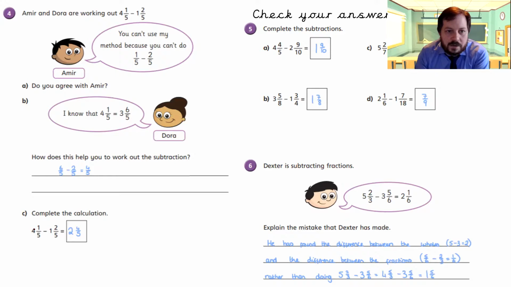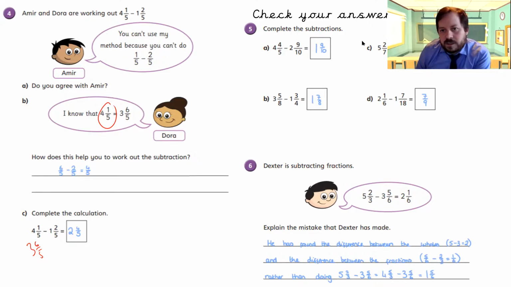And then you can do not 4 minus 1, but that changes then, doesn't it? So the 4 and 1/5 is the same as 3 and 6/5. Then you can complete it minus the 1 to get 2. 6 minus 2 equals 4. And that's the way that one works.